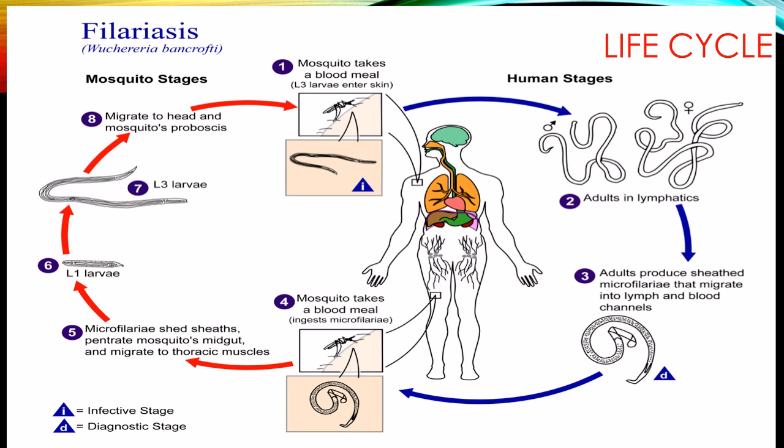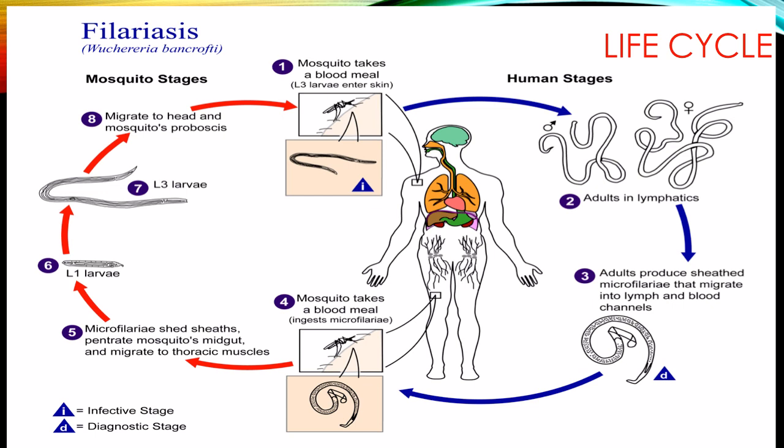Normally, what happens is that the sheathed microfilaria ingested by the mosquito during its blood meal loses its sheath within the first 1 to 2 hours, and then it migrates to the thoracic muscles of the mosquito. And the first stage of larva is within the next 48 hours, in which it becomes thick, short, sausage-shaped forms with a short, spiky tail.